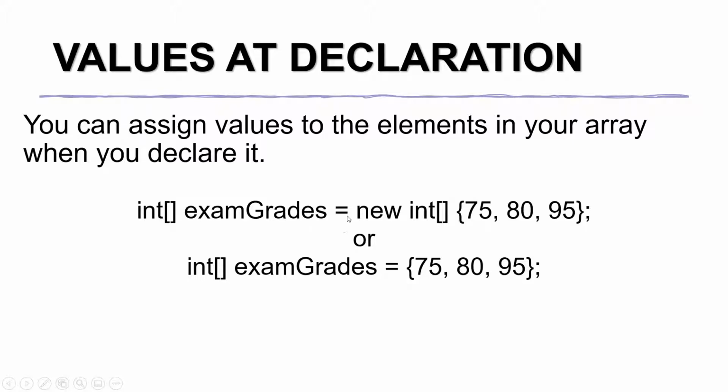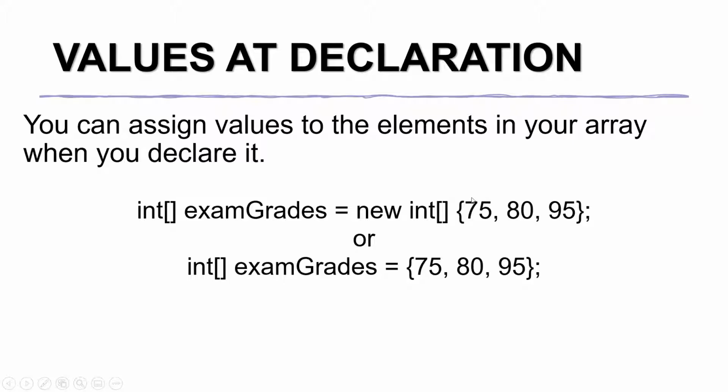You can then set it equal to the word new, that data type again, and the square brackets, but you can leave out how many elements are going to be in there because you're about to do that right here. You then have your curly bracket open. You then list out all of the elements in the array, separated by a comma, with a closed curly bracket at the end and a semicolon. So this will make a 3-element array.